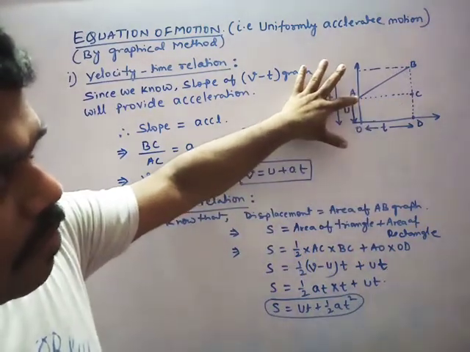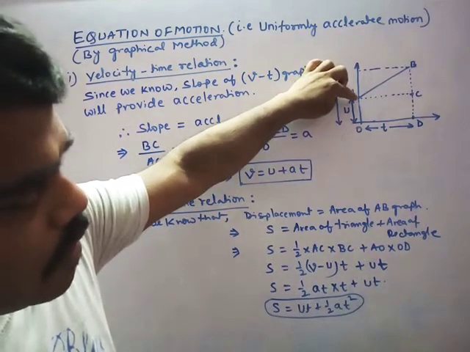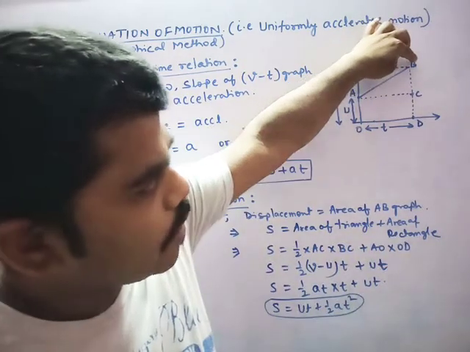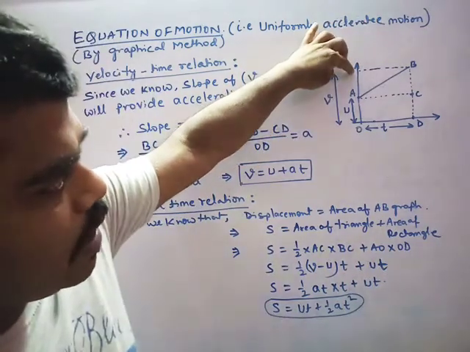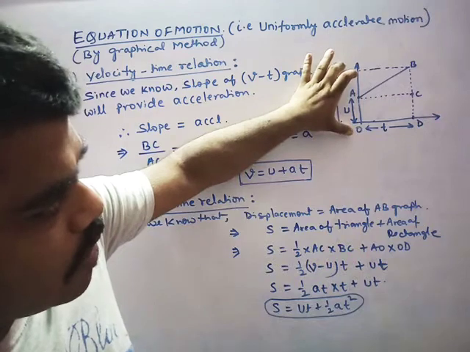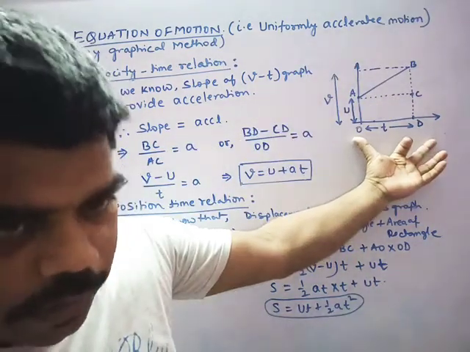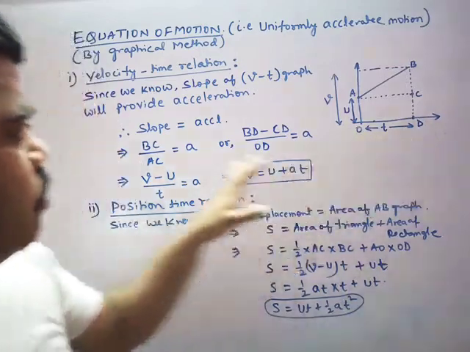Okay. Now this is the graph. Definitely the graph starts from A, not from the origin. So I will say some initial velocity is there, and when it reaches the point B, definitely it has a final velocity. So definitely this V and U are measured from the origin. I have written U and V, and this is the time. Is it clear?